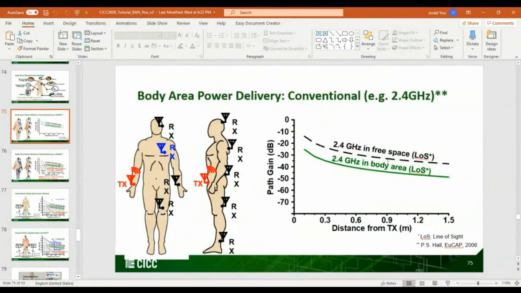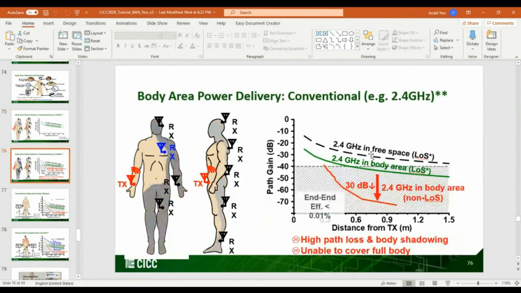Okay, let me just complement my answer. If you look at 2.4 gigahertz as an example, in free space there's path loss depending on distance. And if you attach it onto the body, there will be additional path loss due to the human body. If there's a line of sight, then you see the green line. But if there's no line of sight, the human body will be significantly eating up that RF energy, and that's why you see this red color. There's a huge path loss when the human body is actually blocking the transmitter and the receiver.